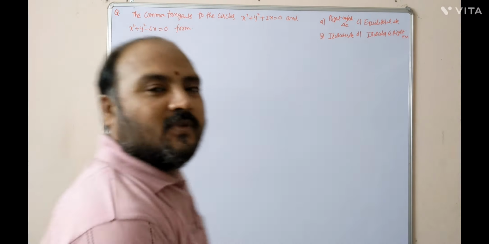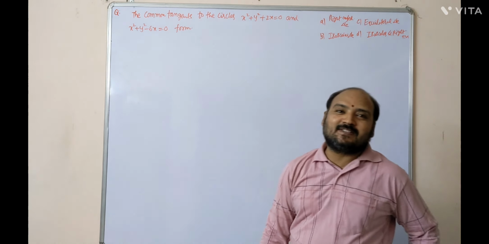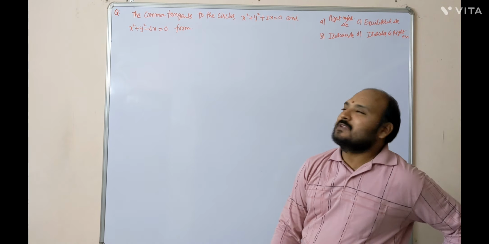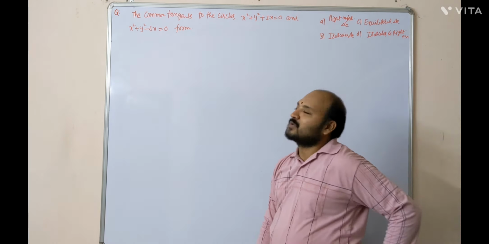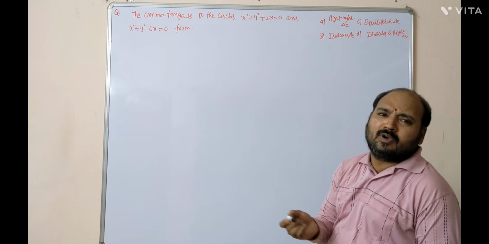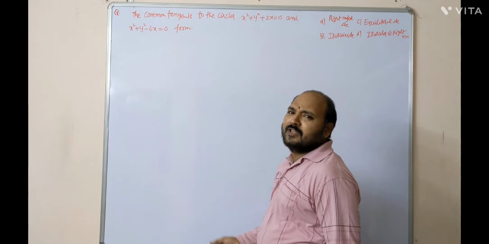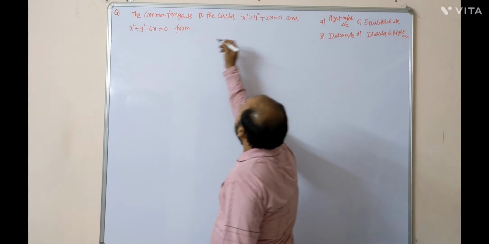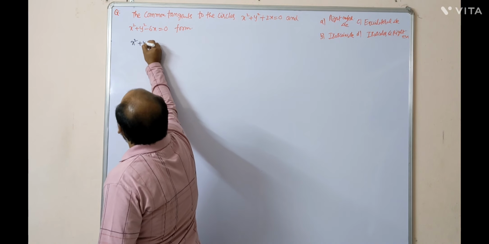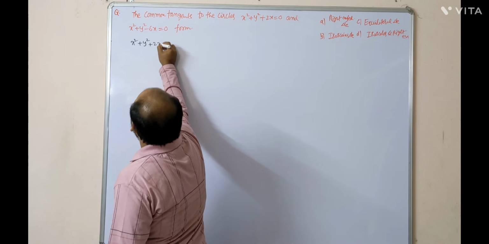Yeah, the next question and the last question in this session. Now the time is too much. The common tangents to the circles x² + y² + 2x = 0 and x² + y² - 6x = 0 form... It's an absolutely good question conceptually. First, the common tangents they are saying, but we don't know what type of common tangents will come. First circle: x² + y² + 2x = 0.